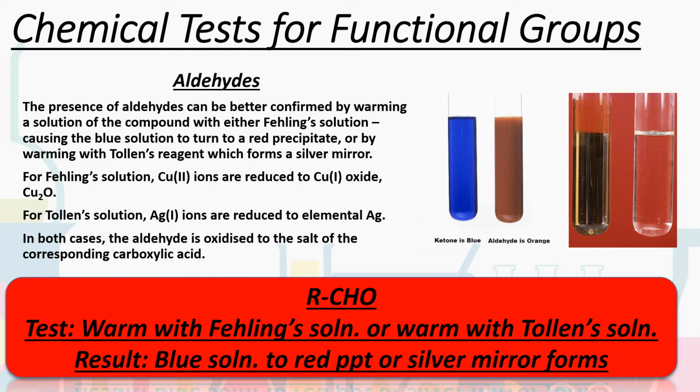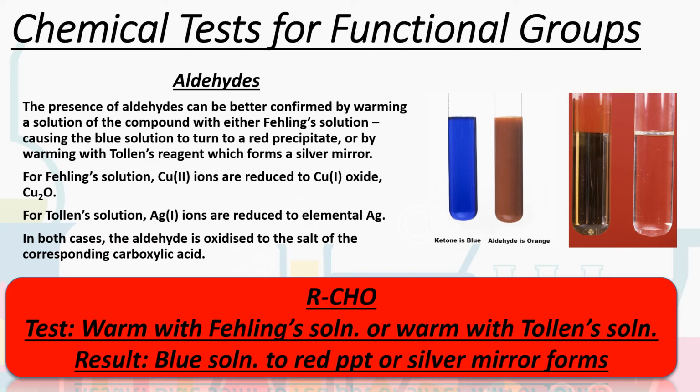And so we either warm with Fehling's solution, which goes from a blue solution to a red precipitate if an aldehyde is there, or warm with Tollens' reagent, and we would see a colourless solution change to a silver mirror if the aldehyde is present. And so we can often use this test in conjunction with the acidified potassium dichromate, because we have our acidified potassium dichromate showing us the orange to green colour change for a primary alcohol, for a secondary alcohol, but also if an aldehyde is present.